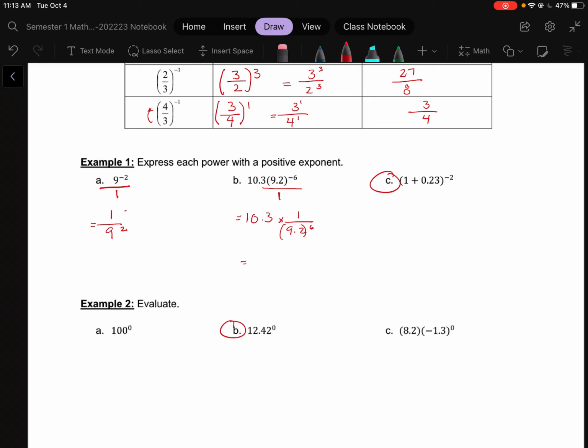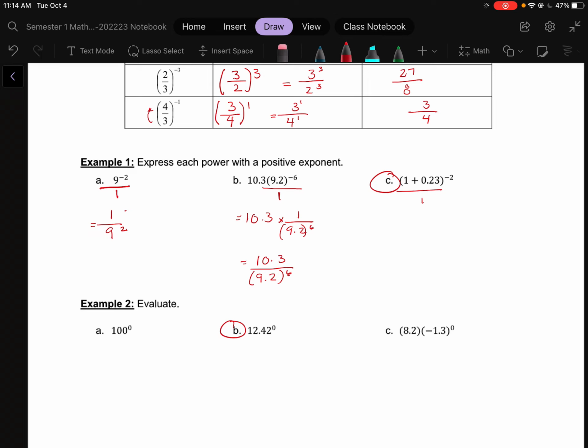And then we have to do what we do to the bottom, we do to the top. So we're going to put it into a fraction because 10.3 times 1 is just 10.3. And then our bottom is going to be 9.2 to the power of 6. That is in its lowest form. Now try C out on your own, okay? Give you a little hint. It's going to be over 1. So pause the video now, try it out, and see what you can do.